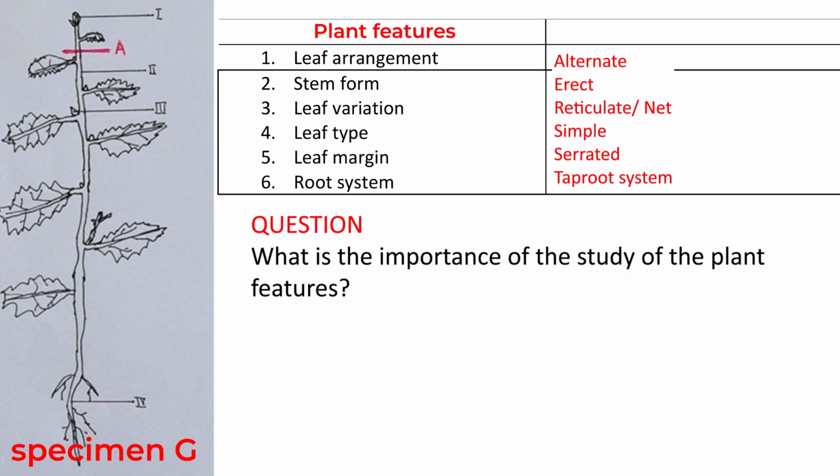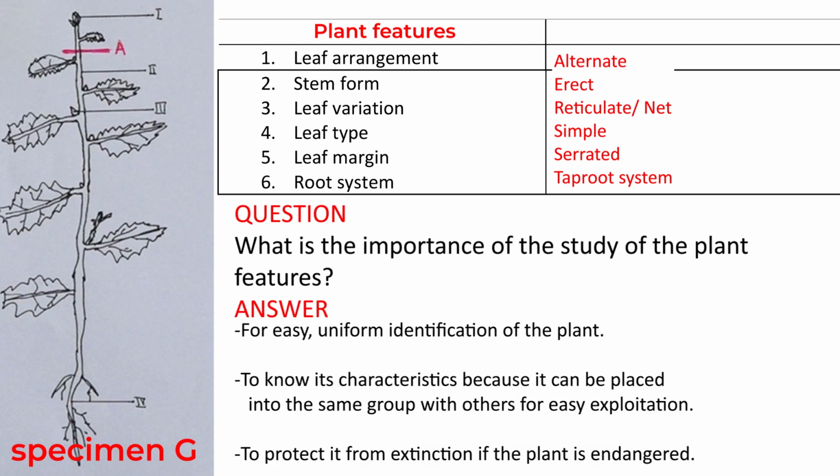Now question, what is the importance of the study of the plant features listed? Answers. 1, for easy and uniform identification of the plant, the same identification by all scientists. Then 2, to know its characteristics so that it can be placed into the same group. It can be easy to be exploited. And 3, to protect it from extinction if the plant is endangered.